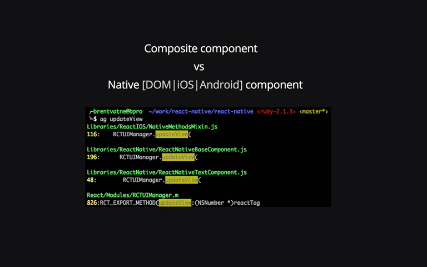So I talked a bit about the composite component before. The same thing is true in React Native, except instead of a native DOM component, where we have divs, we have native iOS or Android components. It's interesting: you can open up the React Native directory and search for update view and see where that comes up. So you can see this React Native base component.